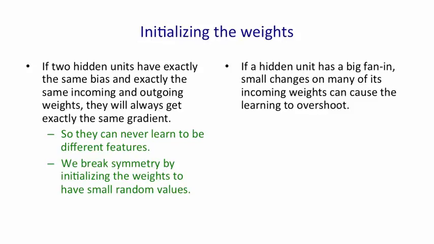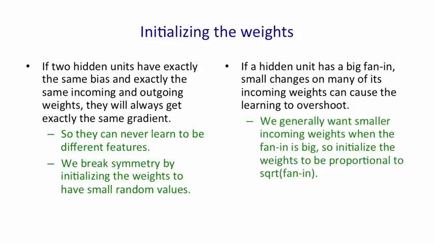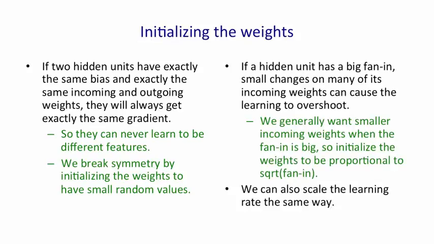Those small random weights shouldn't all necessarily be the same size as each other. If you've got a hidden unit that has a very big fan-in, if you use quite big weights, it'll tend to saturate it. So you can afford to use much smaller weights for a hidden unit that has a very big fan-in. If you have a hidden unit with a very small fan-in, you want to use bigger weights. And since the weights are random, it scales with the square root of the number of the weights. So a good principle is to make the size of the initial weights proportional to the square root of the fan-in. We can also scale the learning rates for the weights the same way.